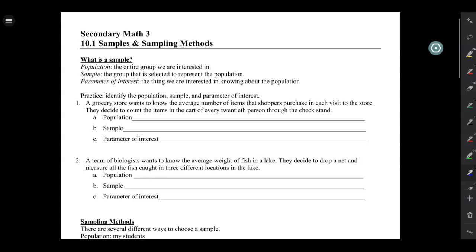So it's kind of like, what's the question or the quandary that we have about the population? Let's go ahead and do some examples so that you can see what this looks like. So let's just say in this first scenario, a grocery store wants to know the average number of items that shoppers purchase in each visit to the store. They decide to count the items in the cart of every 20th person through the check stand. So the population is everyone that we care about, so the entire group that we're interested in. So that would be everyone that shops at the store.